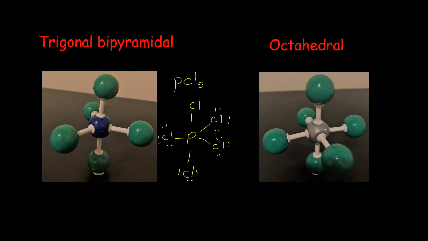And if we have 6 groups of electrons or 6 pairs of electrons around the central atom, the shape is octahedral. If I want to give you one example, I can say SF6, and it's like S, and 1. So these 4 are on the plane, this one is above, and this one is below.